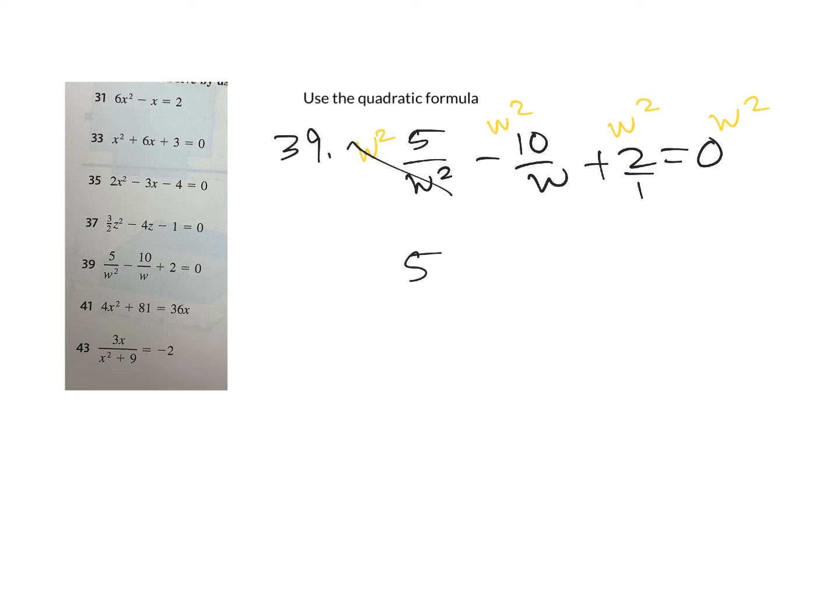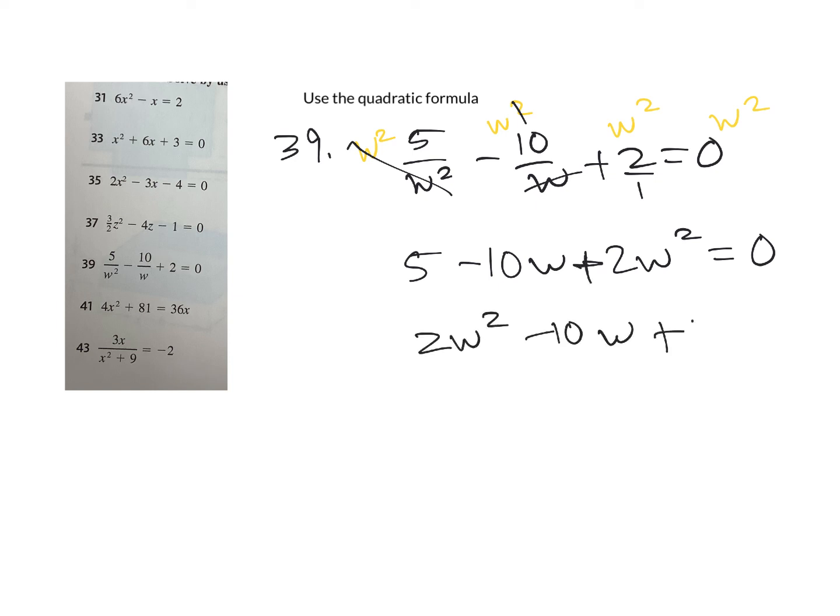Those reduce out, leaving 5. One of these reduce with one of those, so that's minus 10w. And the 2 is just plus 2w squared equals 0, because 0 times anything is 0. So what do we have? We have 2w squared minus 10w plus 5. It's not minus 5. This is a positive 5. We're not moving it across the equal sign. So it stays plus 5.